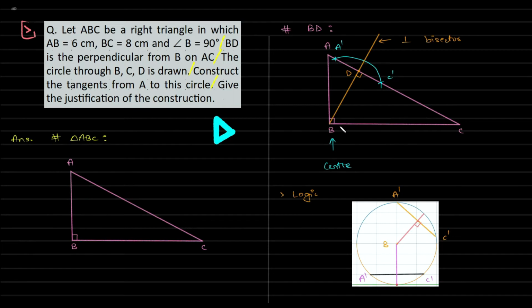I found a chord by drawing a circle with B as a center, which cuts the hypotenuse at two different points, right? And then I found the perpendicular bisector for A dash C dash, and this by default will pass through B. And this logic you study in circle topic. Okay, so this is how you find point D.